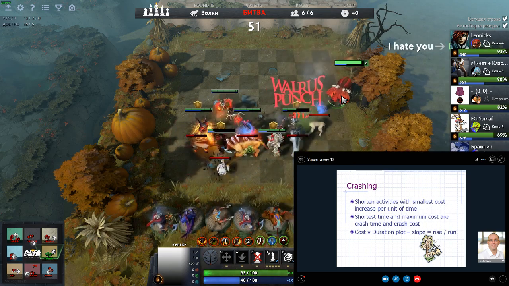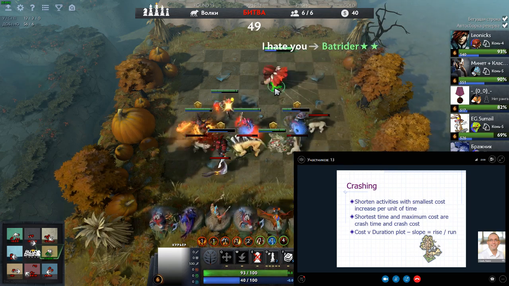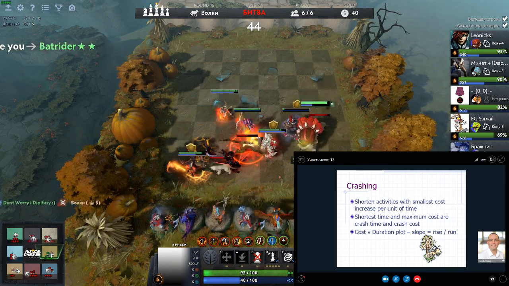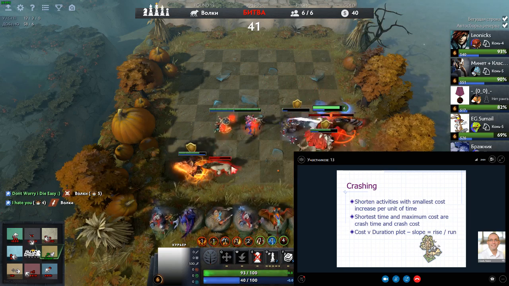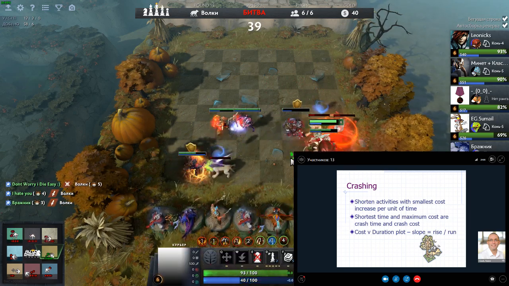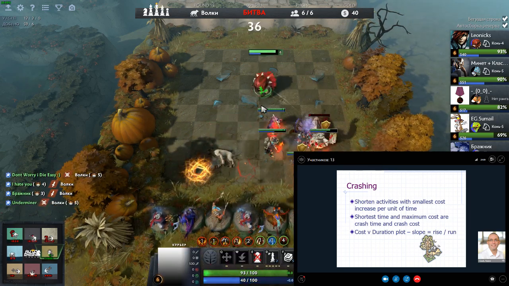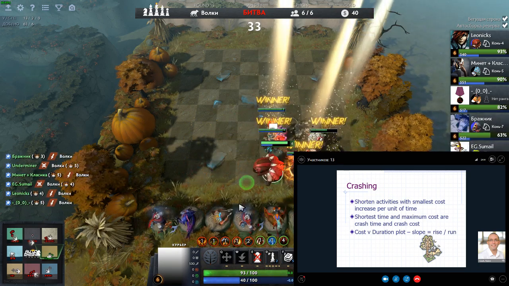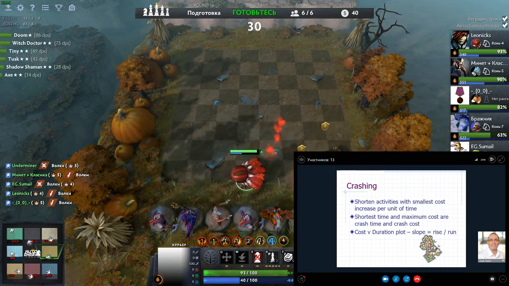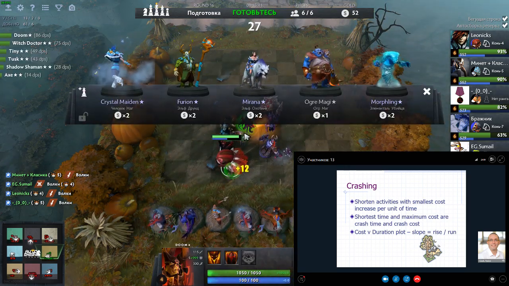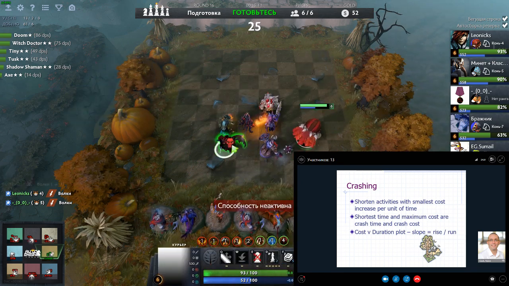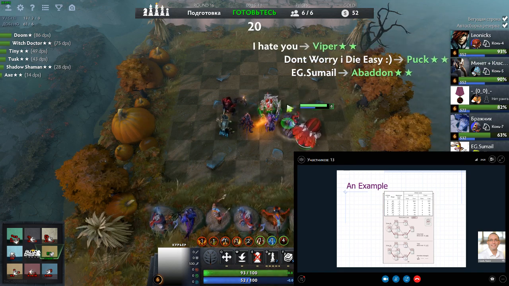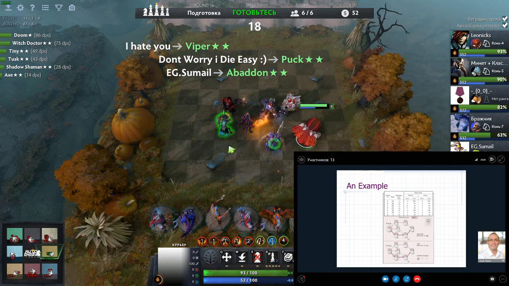And typically what we do in order to reduce the amount of additional cost that we incur is we start by shortening the activities with the smallest cost increase per unit of time. Okay, that's really, really important. And what you might see in some projects is that you'll have this cost duration plot, and you'll actually identify what it is that you're going to use as the criteria for your crashing process. Over the next couple of slides, there's an example. Again, I'll let you look at it in your own time.